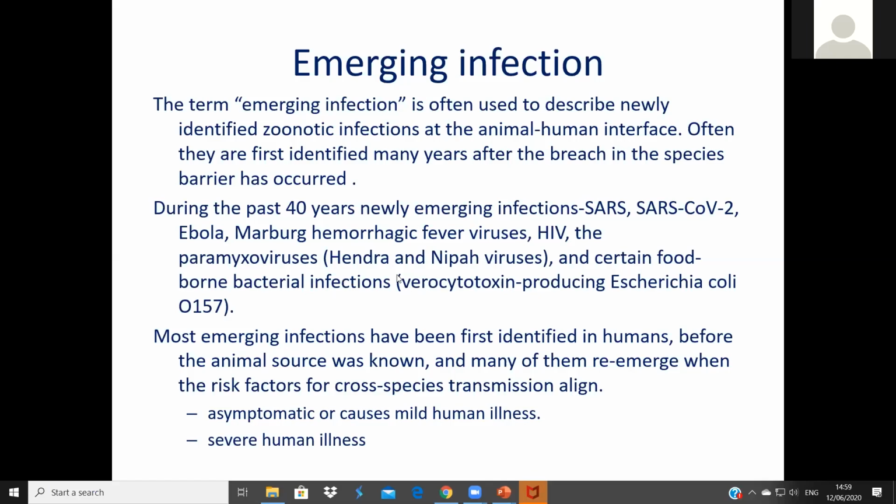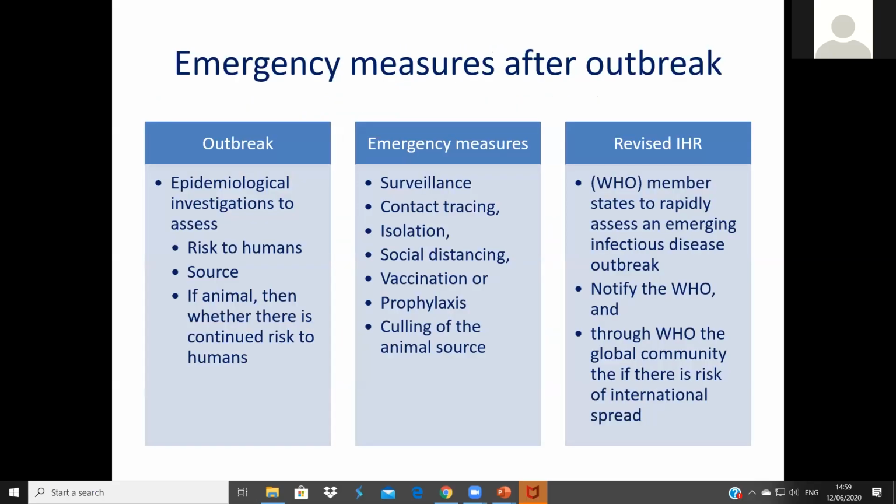That's what my previous speaker was talking about, that there are certain predisposing conditions which will lead to severe illness, and sometimes healthy people can also suffer from disease. Now, since we work with the IDSP, that is Integrated Disease Surveillance Program, and International Health Regulation, I'll talk about this a little bit. So whenever there is an outbreak, what emergency measures do we take?